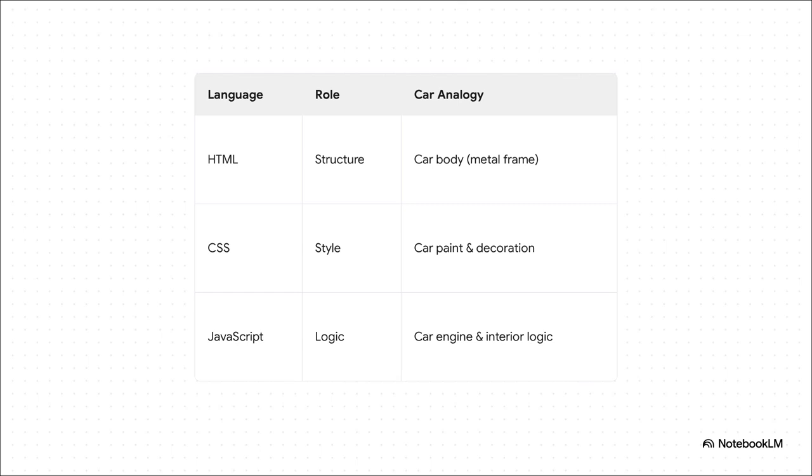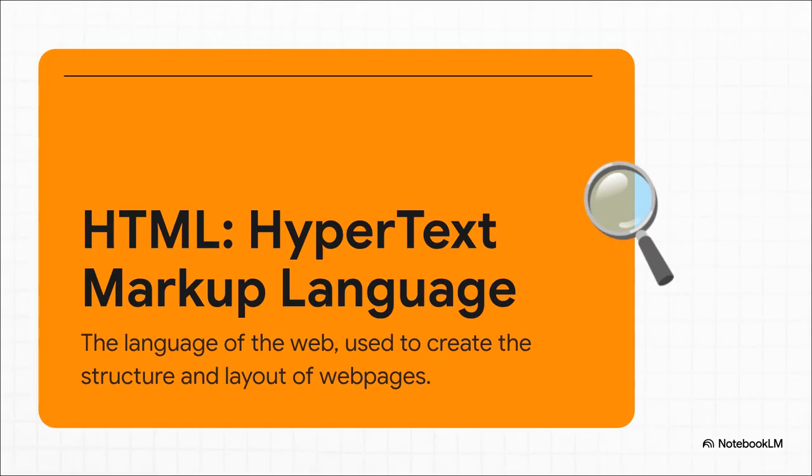HTML is that metal frame, the absolute bare bones structure. CSS, that's all the style, the paint job, the stuff that makes it look awesome. And JavaScript is the engine, the logic that makes it interactive. You really need all three working together for the websites we use every day. For today, though, we're going to focus on just one, HTML. It stands for Hypertext Markup Language. Just remember this, it's the skeleton. It is the foundation that everything else, and I mean everything, gets built on top of.